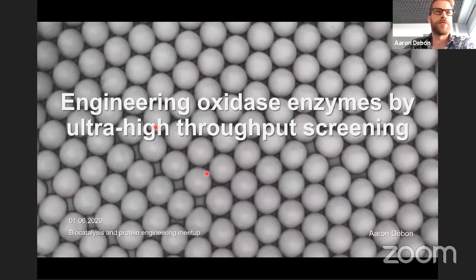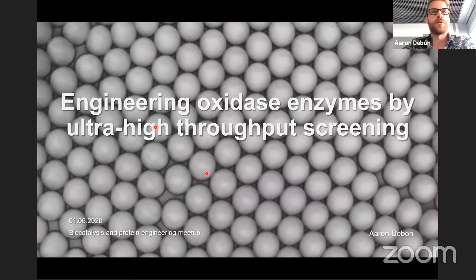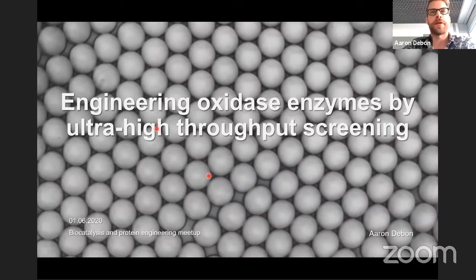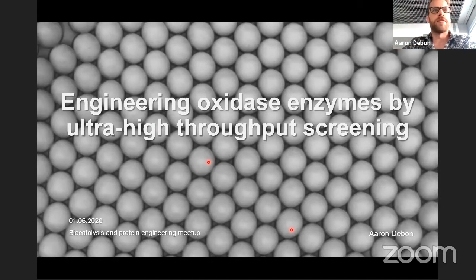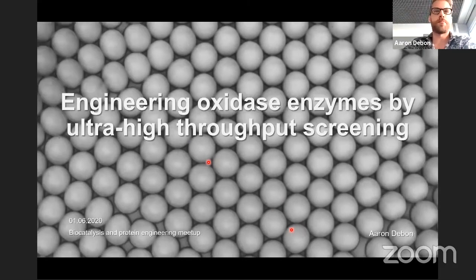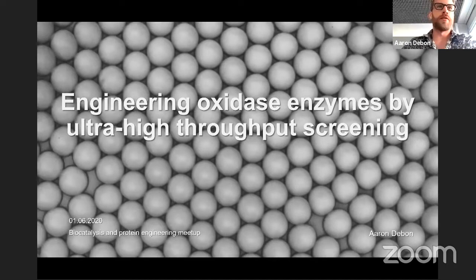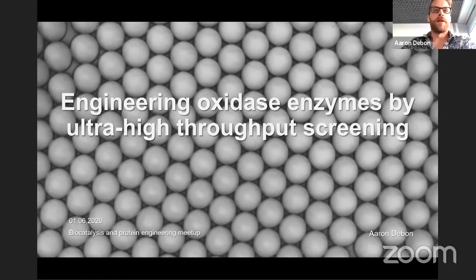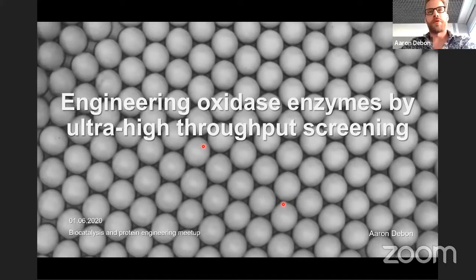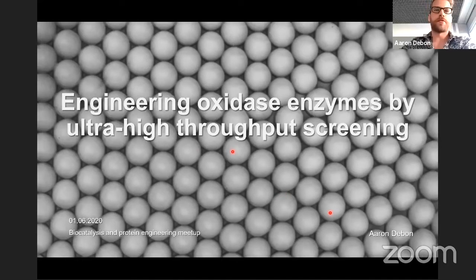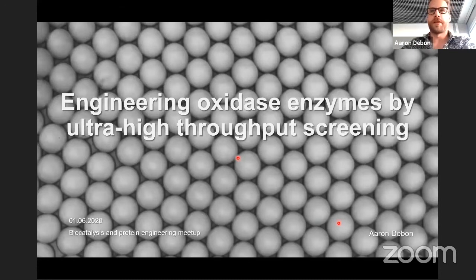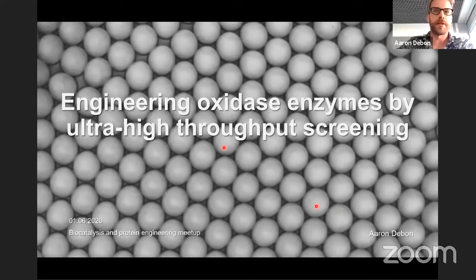So as we've already heard, my talk is going to be about ultra high throughput screening with what you see in the background moving here. These are aqueous droplets in an oil phase. And what we have done is we've used these droplets to engineer oxidases. Oxidases and other enzymes, of course, are a prime target for green chemistry, and in industrial chemical manufacturing, we can use them to make catalysis more environmentally friendly.